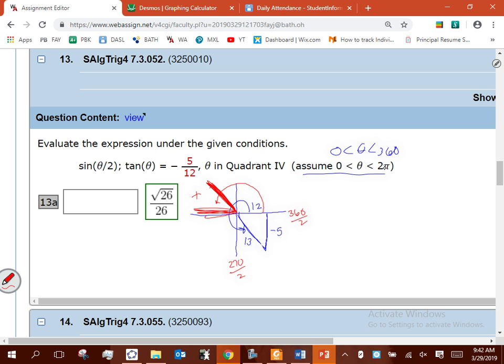Okay? So now, if sine of theta over 2 is what we're looking for, that's plus or minus the square root of 1 minus cosine of theta, over 2. Okay? Theta is this blue angle, right? So I'm going to go plus. That'll be 1 minus the cosine of that blue angle. The cosine of that blue angle is 12/13, right? All over 2. Does that make sense?